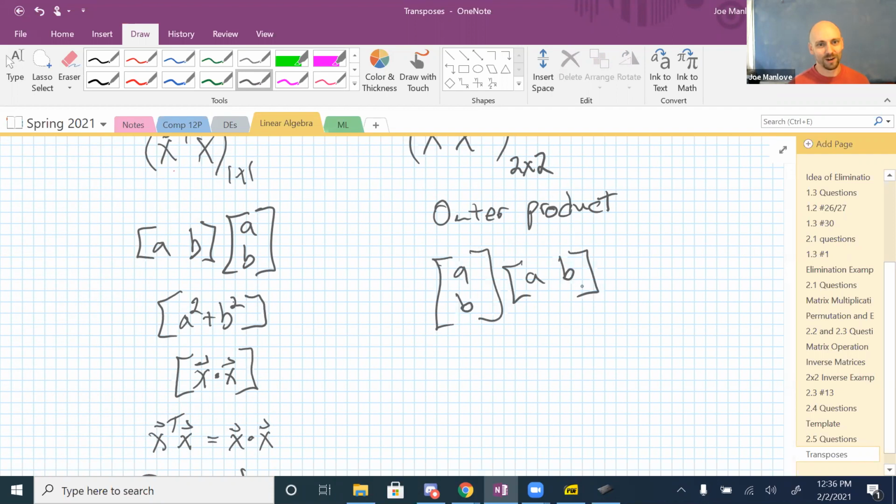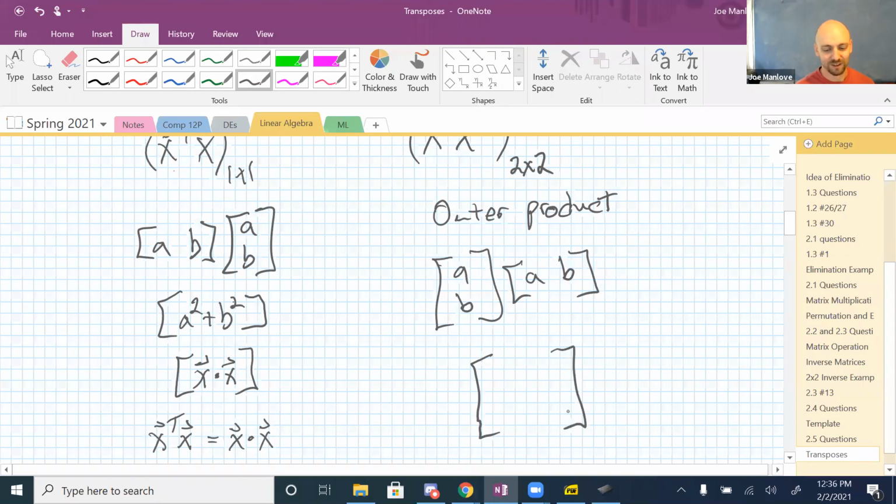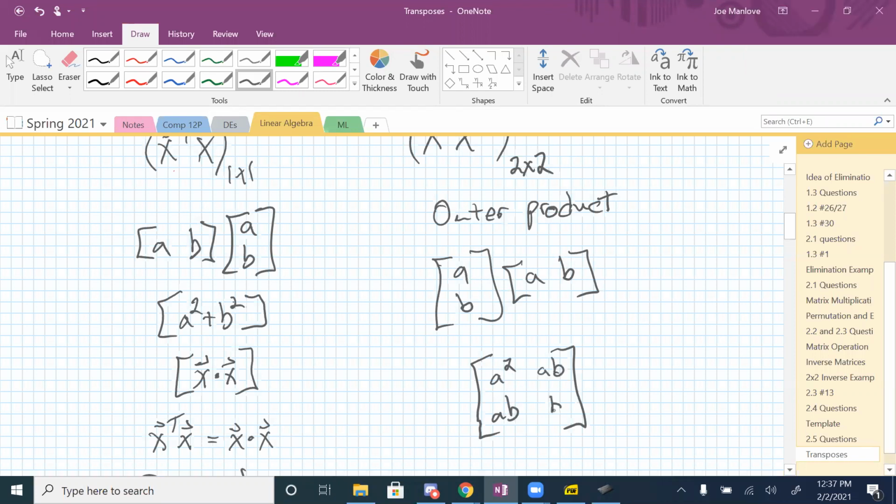And now things get a little weird because, well, I know I'm going to get a 2 by 2 result, but it feels weird to do the usual pick up and drop ons, right? Kinda, yeah. So remember that another way you can characterize matrix multiplication is you can take the matrix that you're multiplying in and then multiply it by the columns of the matrix you're multiplying by. So this is going to be a squared and ab and ab and b squared.